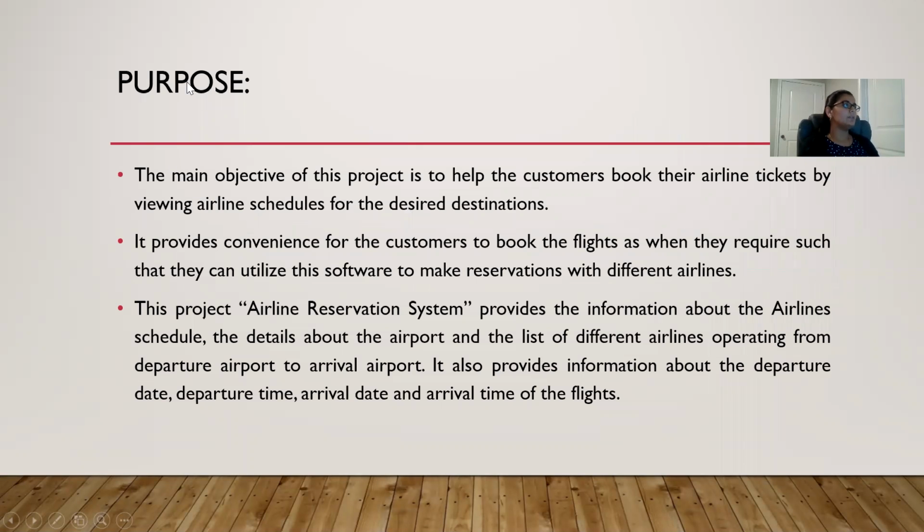So first, let's see the purpose of the project. As the name suggests, the main objective of this project is to help the customers book their airline tickets. This system provides convenience for the customers to book the flights as and when they require. This project on airline reservation system provides the information about airline schedule, the details about the airport, and the list of different airlines operating from departure airport to arrival airport. It also provides information about the departure date, departure time, arrival date, and arrival time of the flights.